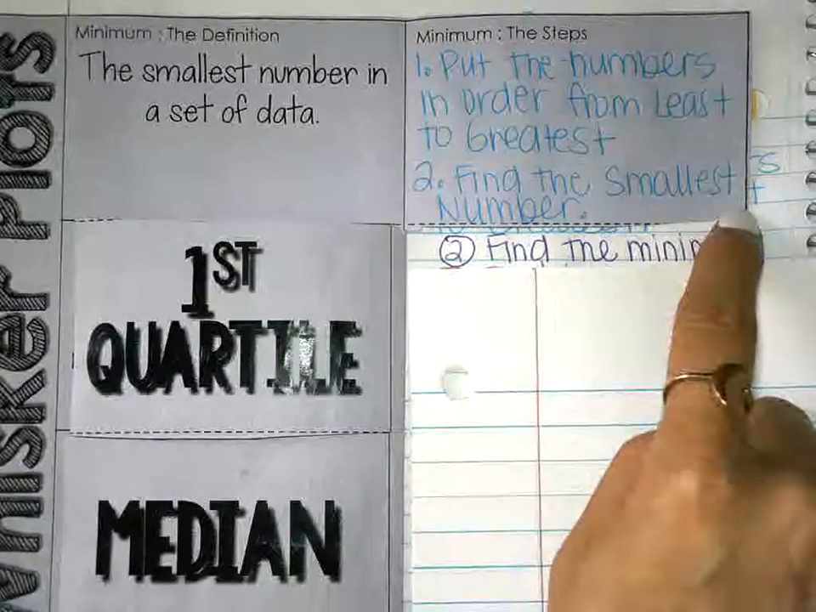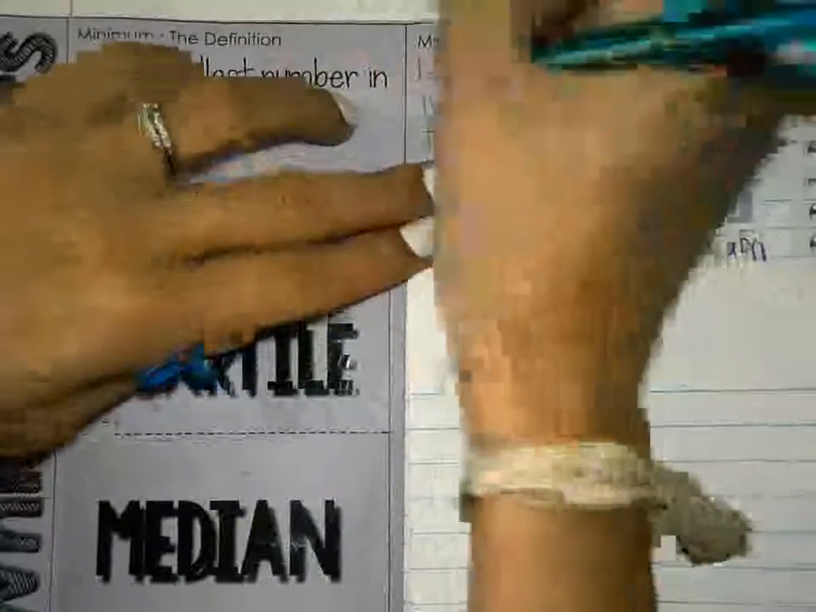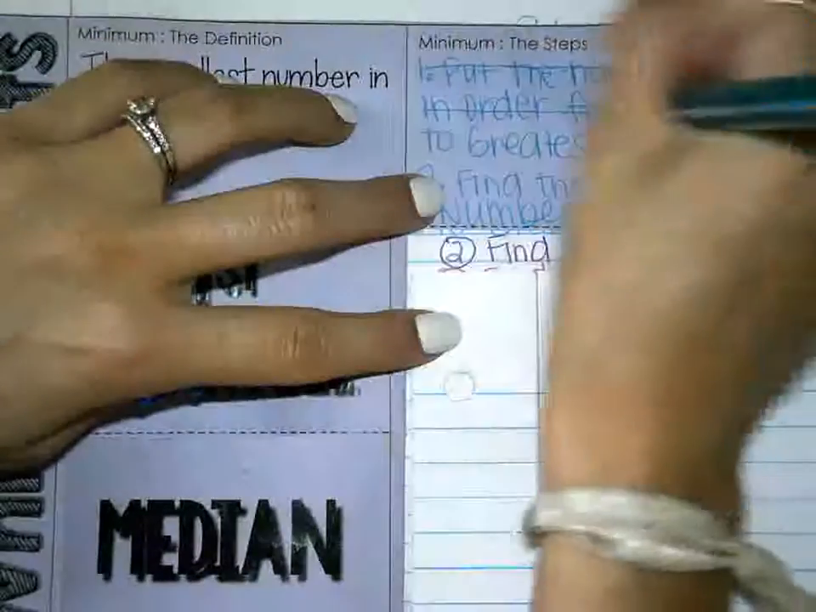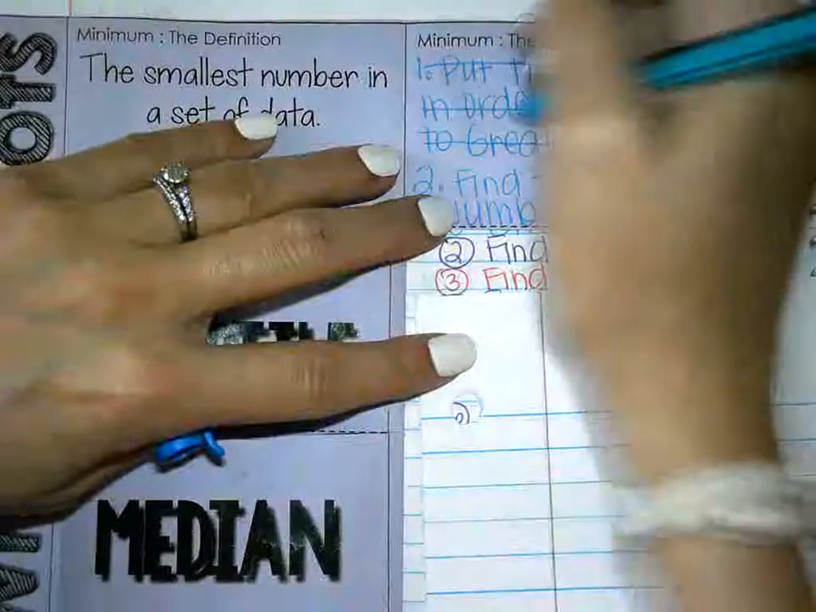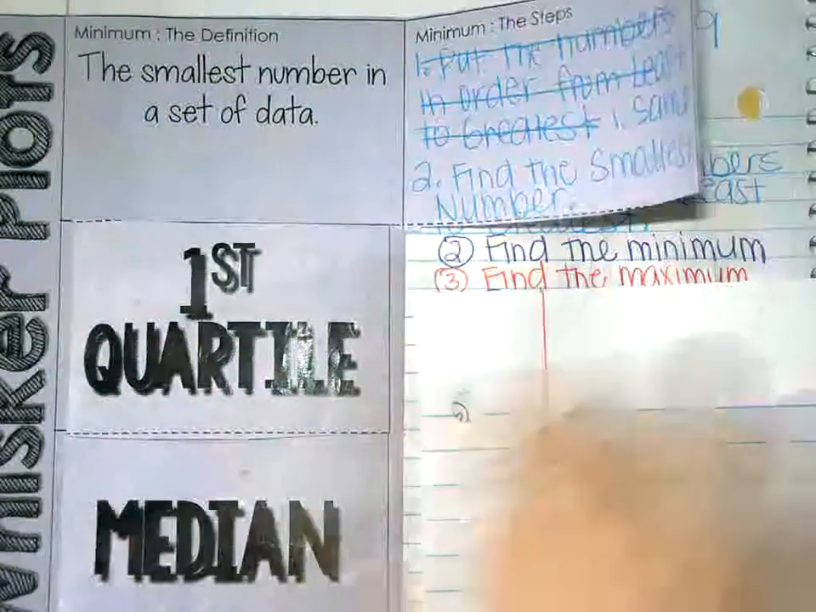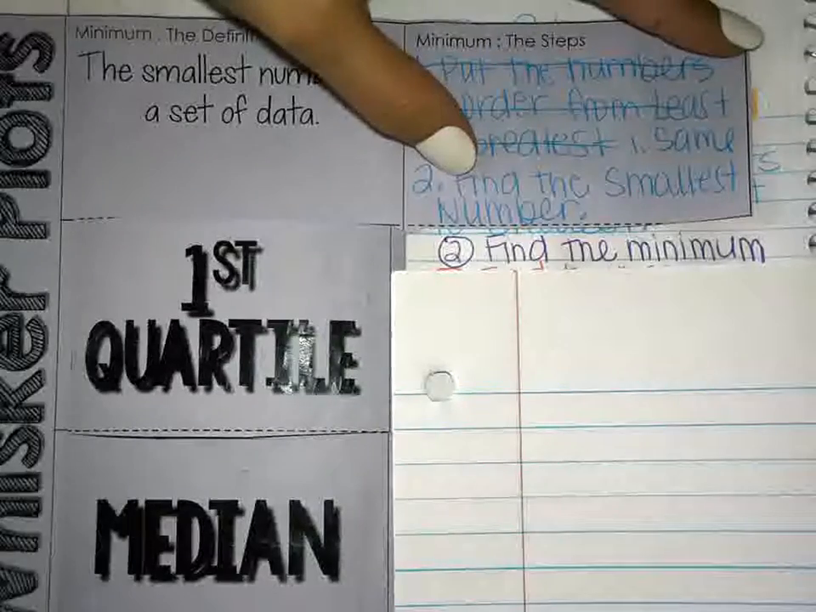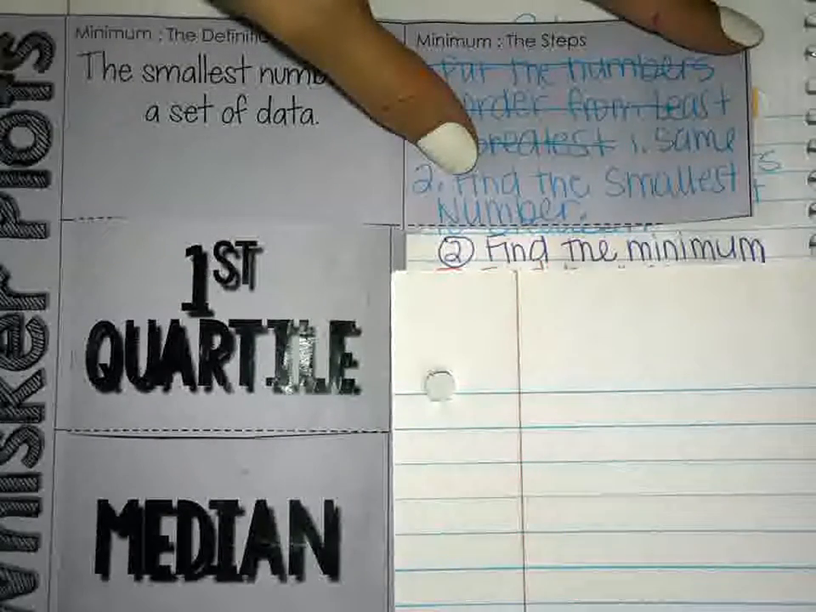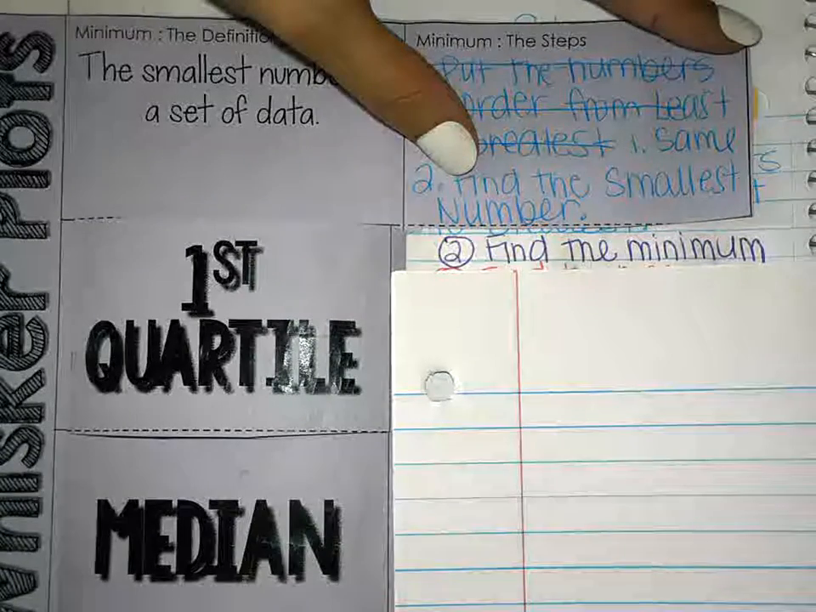I don't want you to write this part down. I'm just going to cross it off. You do not need to write number 1 down. It's just repetitive. You can just write "1 same," because our first step is to order them from least to greatest. You can write same because you already wrote that. Your next step is to find the smallest number. That's all you have to do. Once you've ordered them, what's the smallest number? That's your minimum.